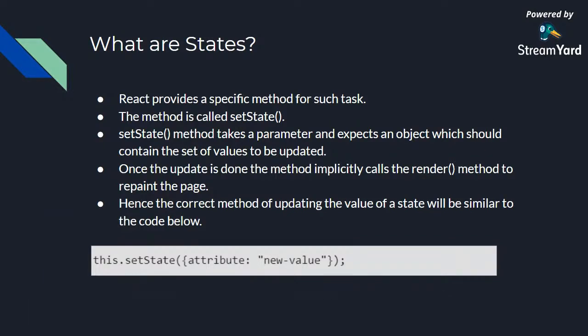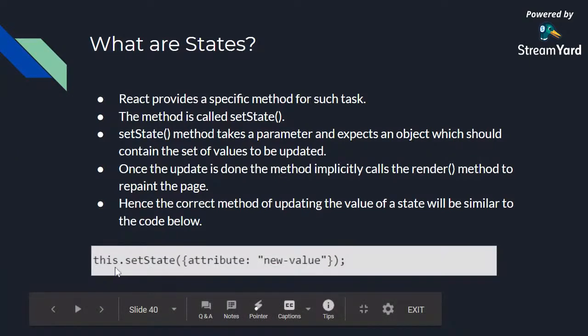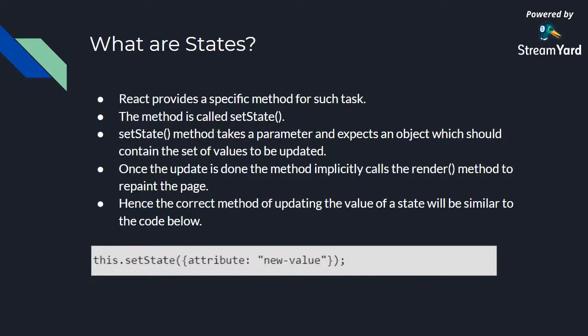The setState method takes a parameter, which is an object, and in the object, the value of the attributes of the state is expected. For example, if you want to change the value of an attribute with the setState method, we need to do this.setState, and inside that, the first parameter expected is an object, and the object is the attribute and the new value. By running this setState method, it goes into the state and changes the value of the attribute to the updated value, right?